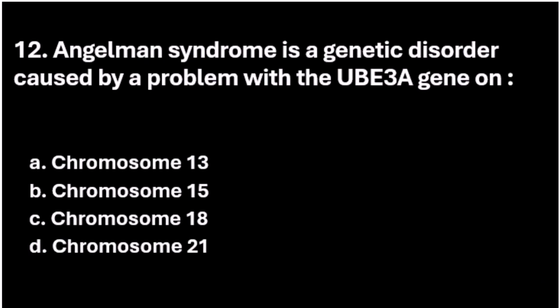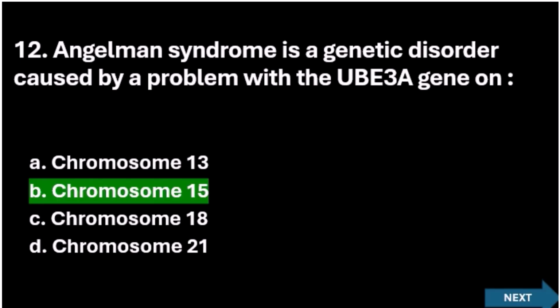Next question. Angelman syndrome is a genetic disorder caused by a problem with the UBE3A gene on option A, chromosome 13, option B, chromosome 15, option C, chromosome 18, and option D, chromosome 21. Let us see the right answer. The Angelman syndrome is a genetic disorder caused by a problem in the gene on chromosome 15.